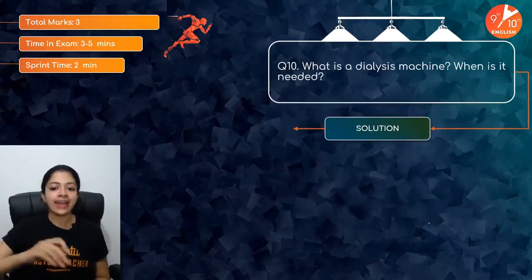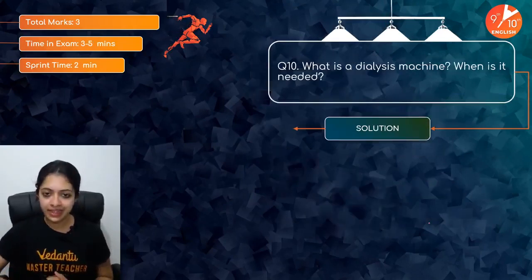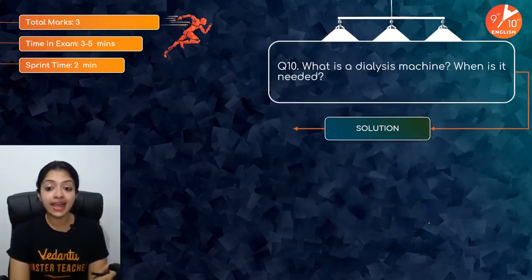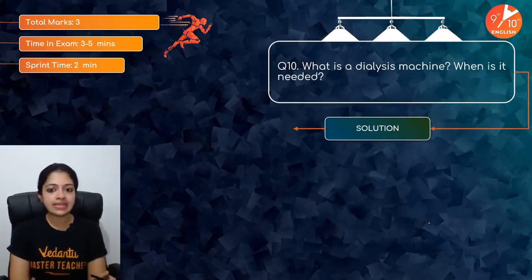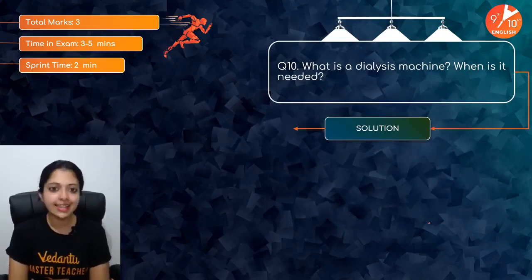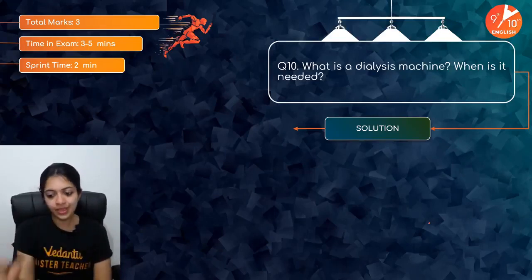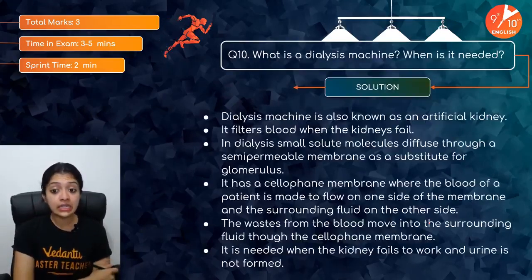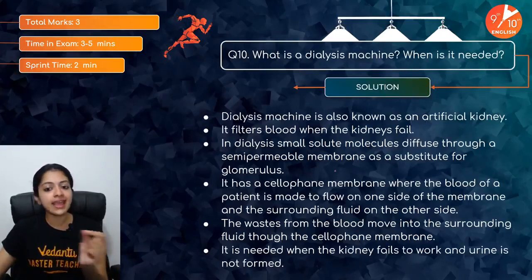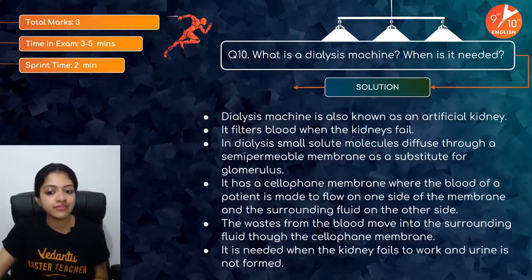All right, and now going on to the final question for the day. What is a dialysis machine? When is it needed? Yes, dialysis. What do we call it? There is a nickname that we give for the dialysis machine, or the procedure. What is it? Artificial kidney, right?